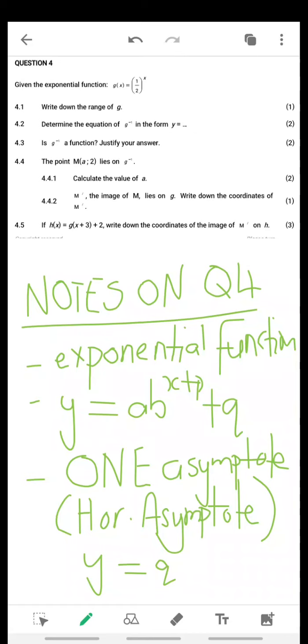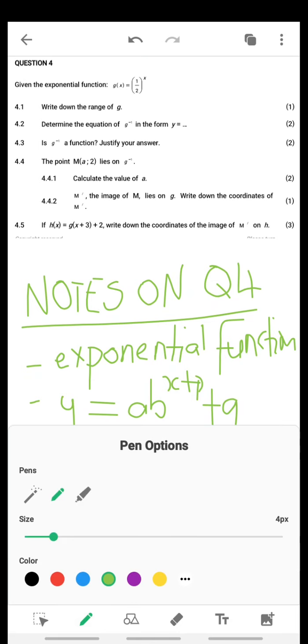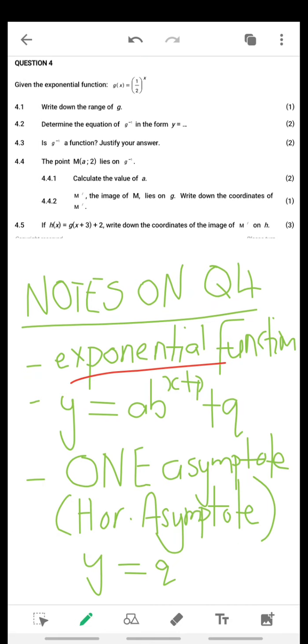Good day, grade 12. Here with me, I've got question 4 from a past exam paper on functions, specifically exponential functions. Before we answer question 4, let us go through the notes based on exponential functions. The question 4, as I've said, is on exponential functions, very important. And you need to know everything regarding or around exponential functions before you can attempt to answer this question.